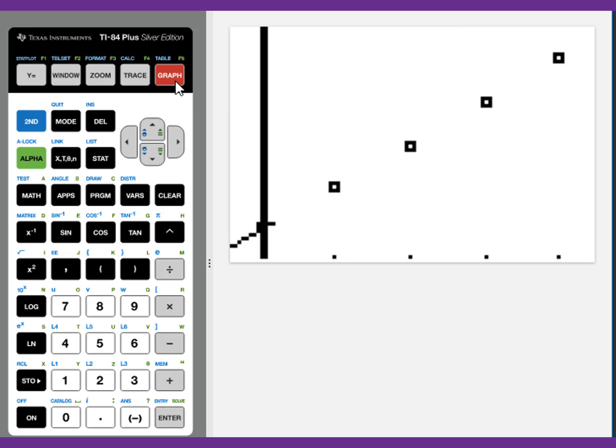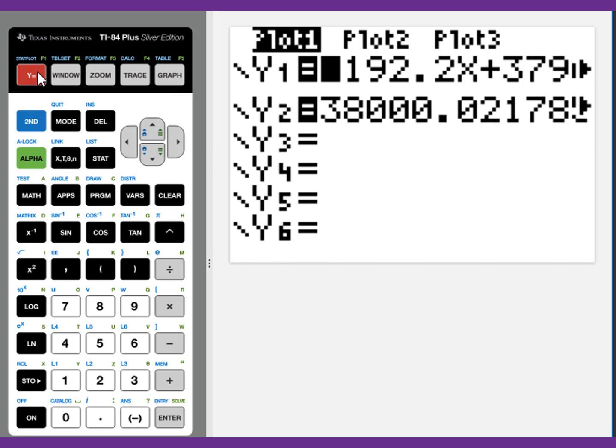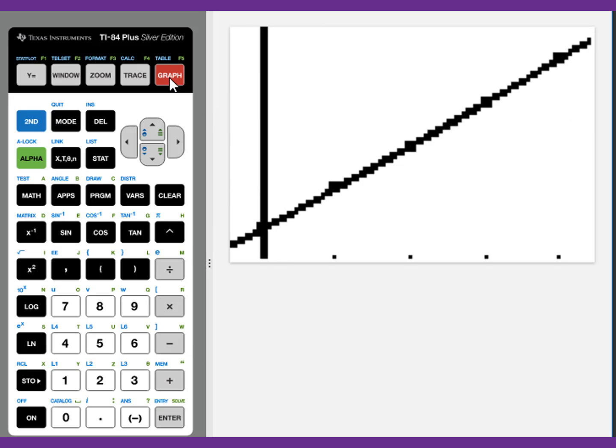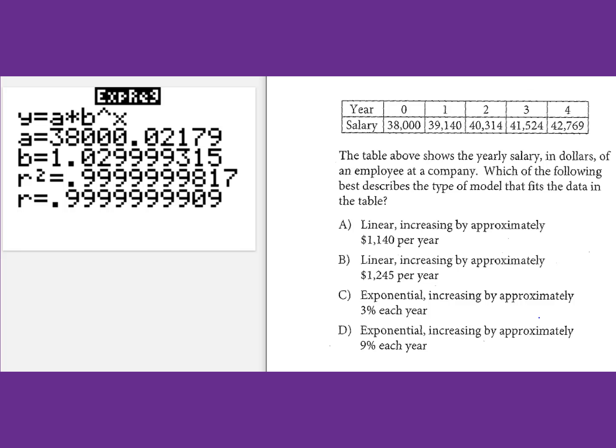You can go to graph to check. See, it's not clear. We go to Y1. This is Y1, here is Y2. Y1 will be linear and then Y2 will be exponential form. I will change Y2 into this one. Enter. See, look at this part. Then I graph. That's almost the same, but compared to that R, we know exponential will be the best fit.